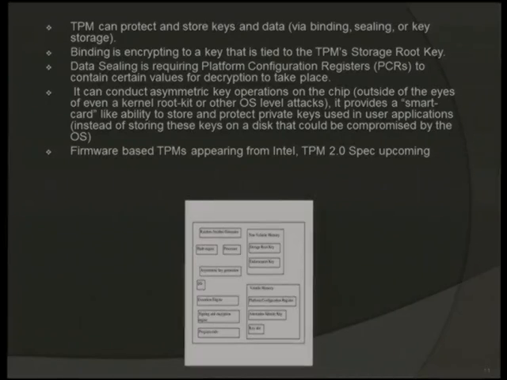It can store and protect cryptographic material via binding, sealing, or storage. Binding is encrypting to a key that is tied to the TPM storage root key, a key that comes burned into the TPM from the factory. Data sealing is basically that you won't decrypt something unless your system is in a known state, meaning the values of the PCRs are in an expected condition. And it can conduct key operations inside the chip itself, so a rootkit or some system-level attack can't compromise it.